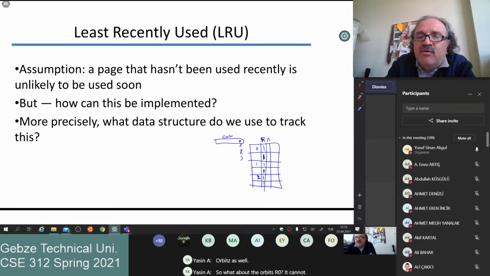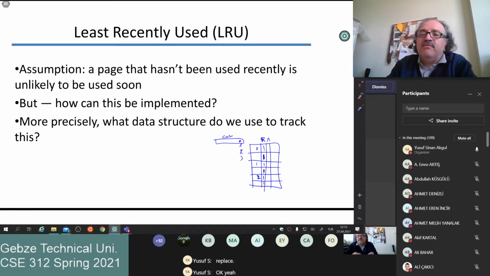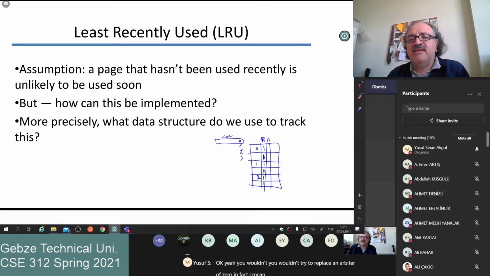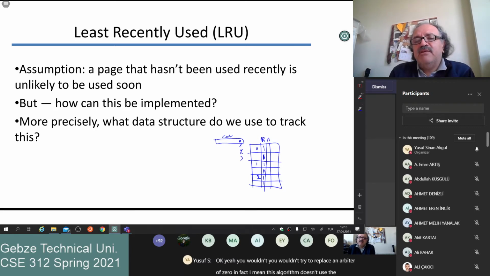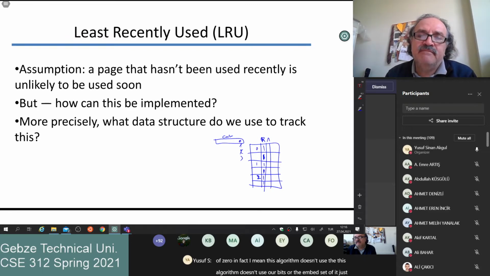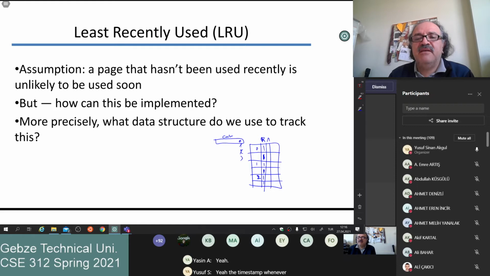Of course, when you look at a page to replace, you wouldn't try to replace an R bit of zero. In fact, this algorithm doesn't use the R bits or the M bits at all. It just looks at the timestamp. Whenever the timestamp is the smallest, the oldest timestamp, I replace it.